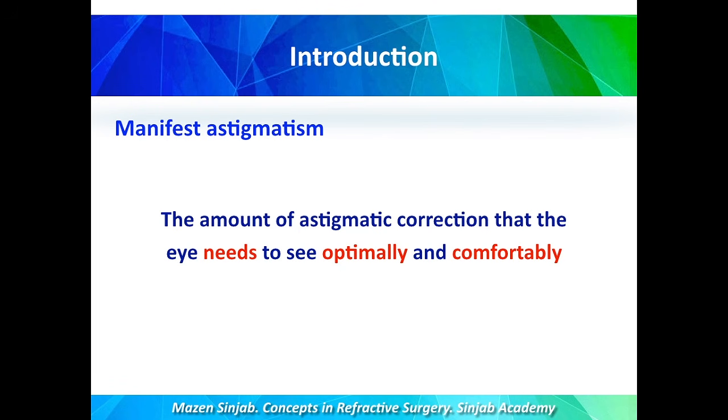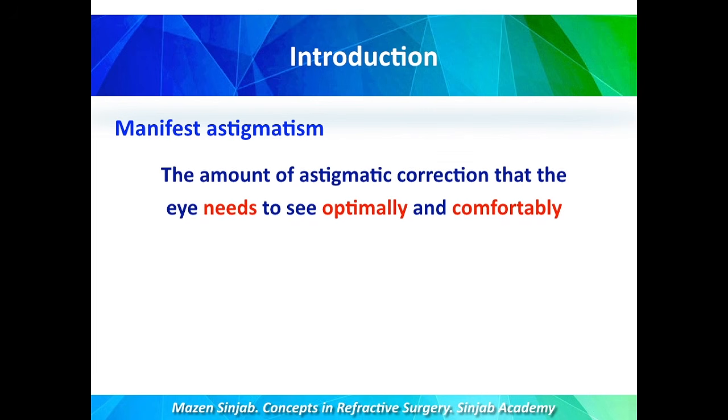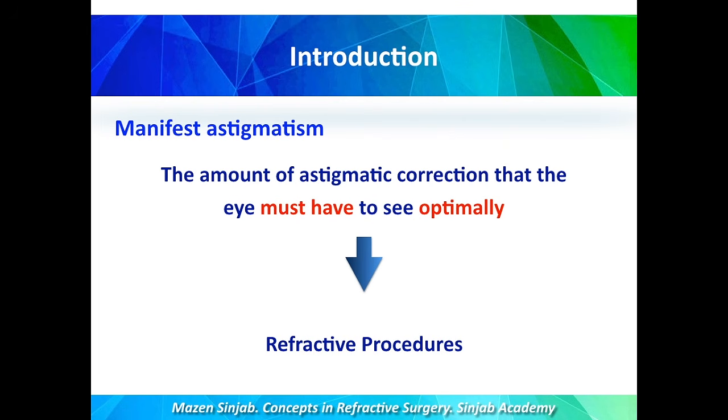So we have to concentrate on these three keywords: needs, optimally, and comfortably. And this is true if we want to prescribe glasses or contact lenses. But in refractive procedures, the definition becomes the amount of astigmatic correction that the eye must have to see optimally. So we have must have and optimally. There is no needs and no comfortably. Why? Because we are working in the plane of the cornea.